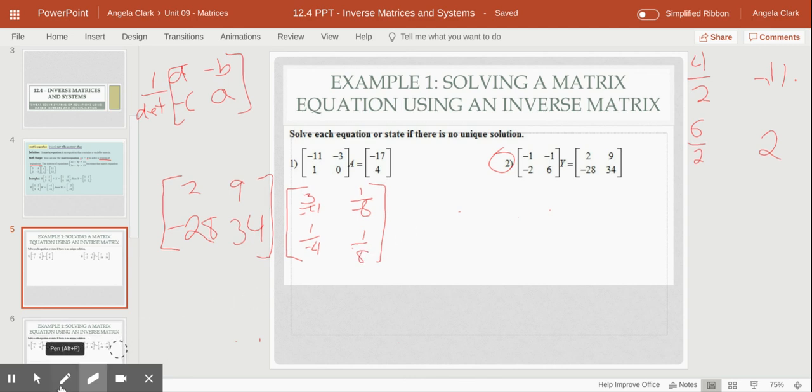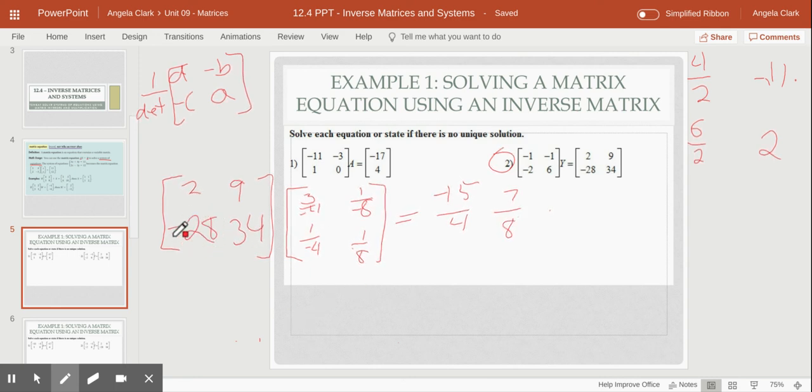So if I have 2 times 3 over negative 4 plus 9 times 1 over negative 4, I'm going to get negative 15 over 4. So already this is different than the solution we got last time. And then if I have 2 times 1 over negative 8 plus 9 times 1 over 8, I'm going to get 7 over 8.